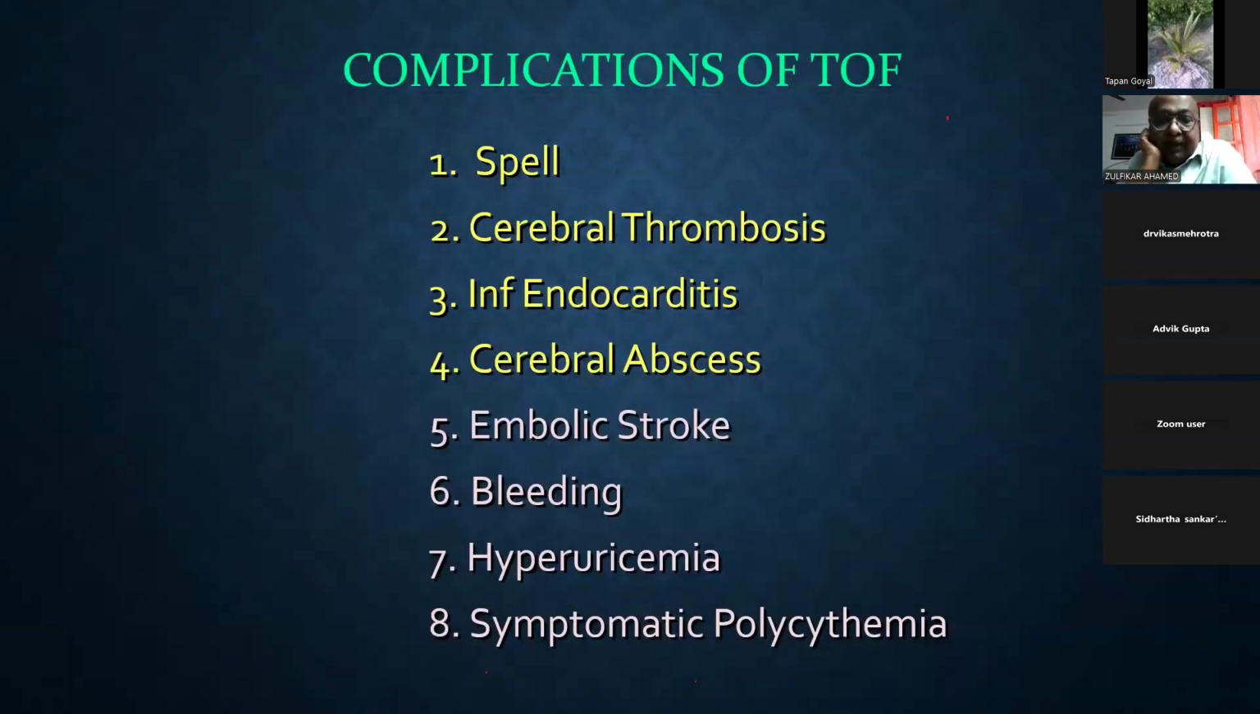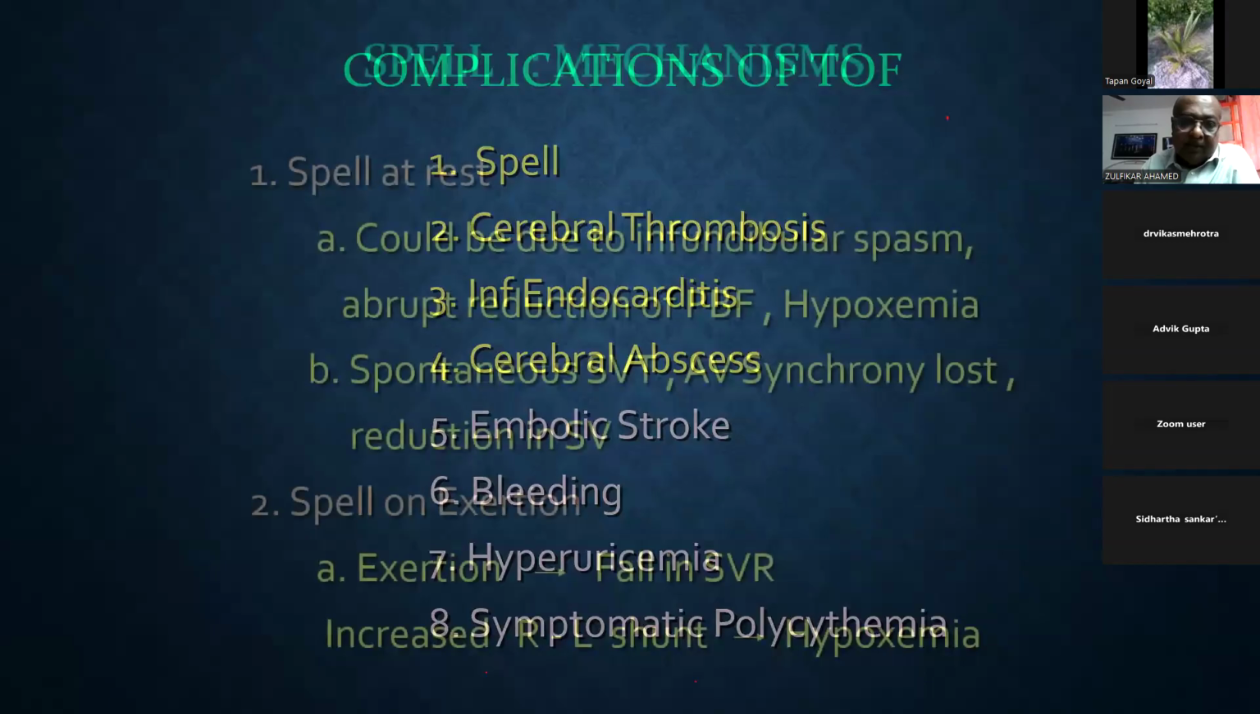Now we come to another area which is very important for anybody. Four major complications of tetralogy: cyanotic spell, cerebral thrombosis, infective endocarditis, and cerebral abscess. And then you can also have a paradoxical embolism, bleeding tendencies at various locations, including the lung, hyperuricemia, and sometimes symptomatic polycythemia in a very severe tetralogy of Fallot.